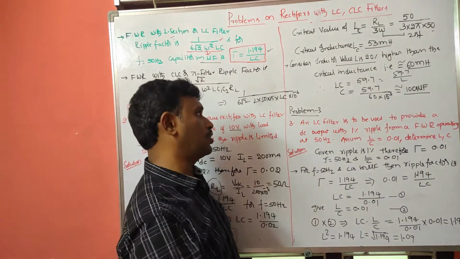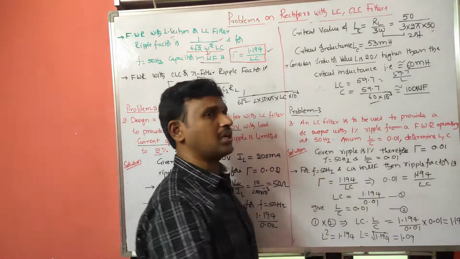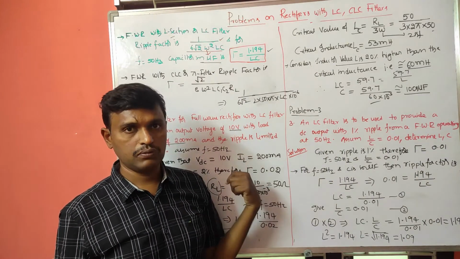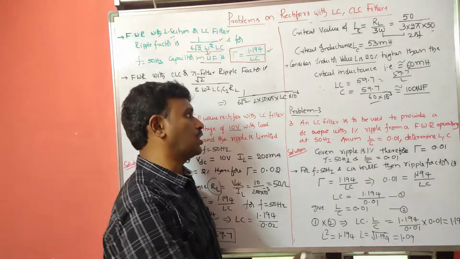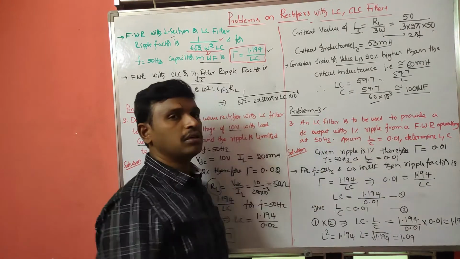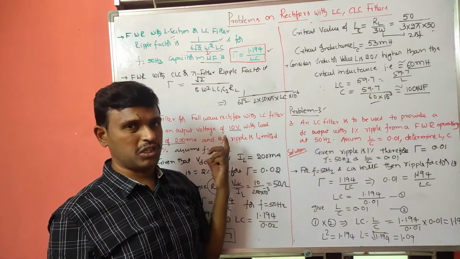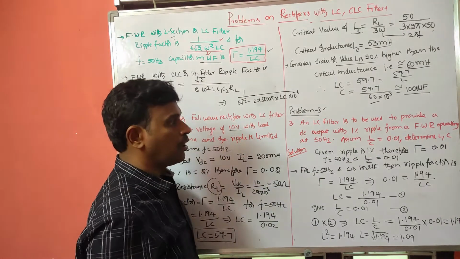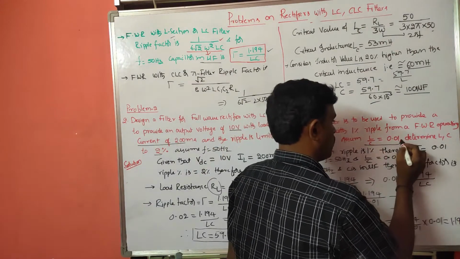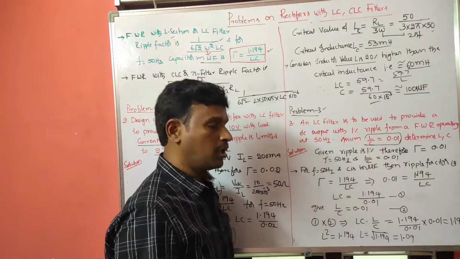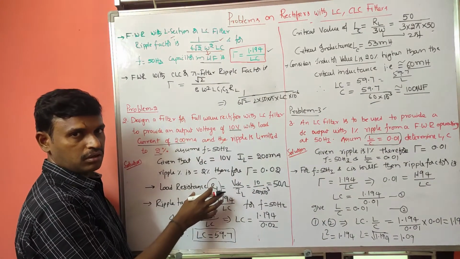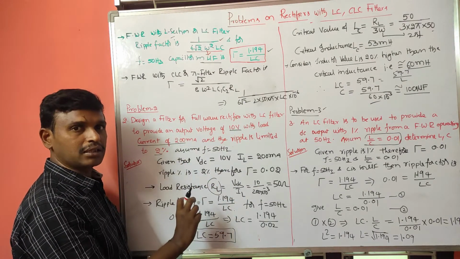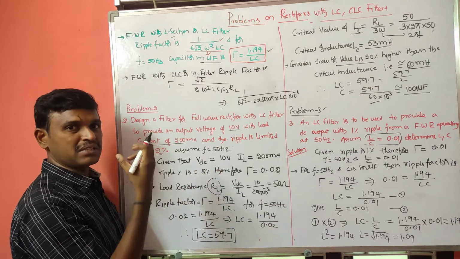Okay. So this is about the calculation or the design of the L section filter, that is the LC filter, for the given values. Now we'll move on to problem number 3. Here the problem is almost the same as problem number 2, but here one relation is given, that is 0.01. In problem 2 that relation is not given.